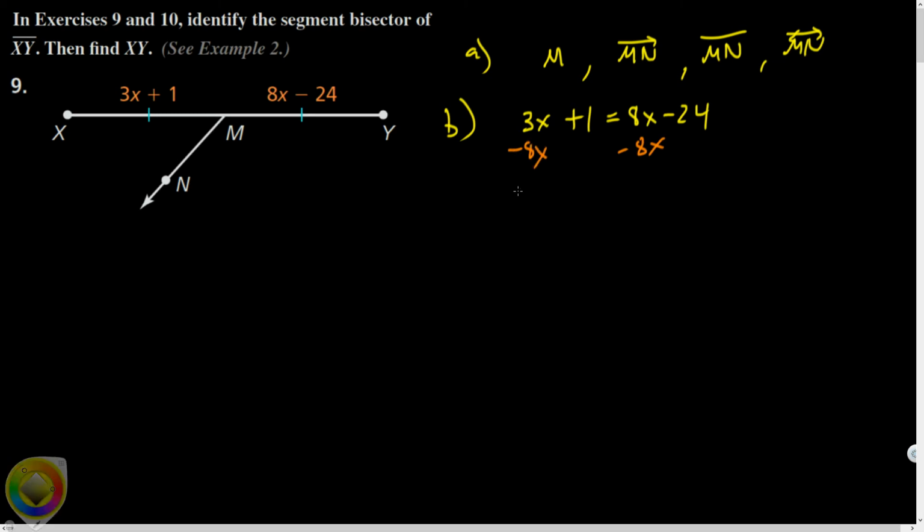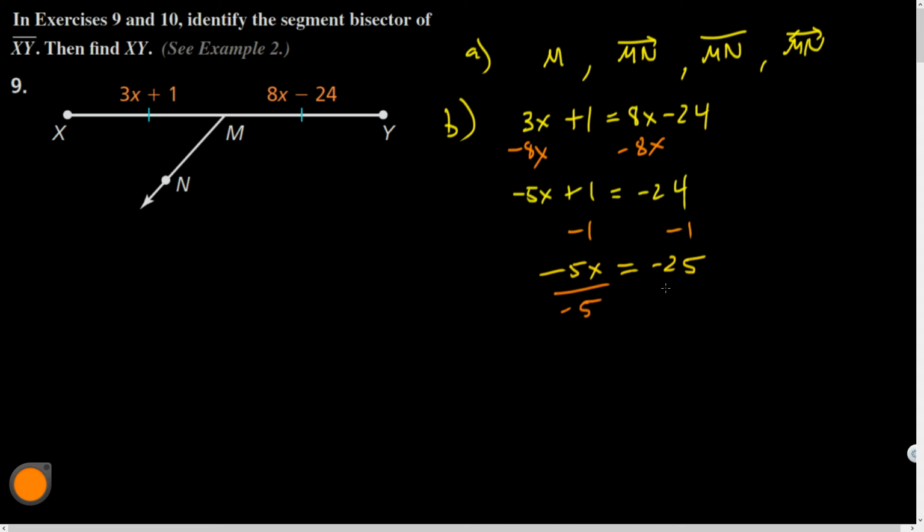Negative 5x plus 1 equals negative 24. Beautiful. Minus 1. Oh, it's even going to be divisible by 5. That's amazing. Nice of them. And you guys are all experts at solving single variable equations. So I get x equals 5, which is not the answer.